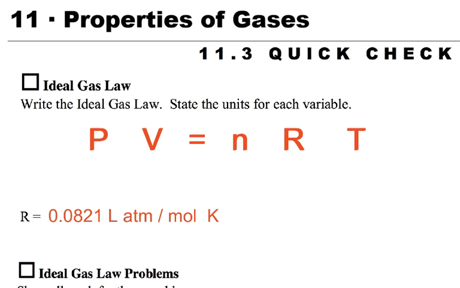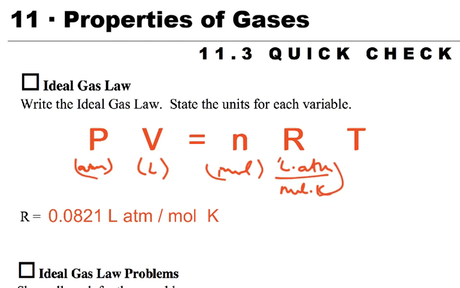The 11.3 quick check is talking about the ideal gas law. So what we're first going to do is say PV equals nRT. Here's the gas law. What units do we have to use? For pressure, it has to be in atmospheres. For volume, it has to be in liters. And it's going to be in moles no matter what. That's not a big deal. R is liter atmospheres per mole Kelvin. And temperature has to be in Kelvin. The value for this is 0.0821 liter atmospheres per mole Kelvin.